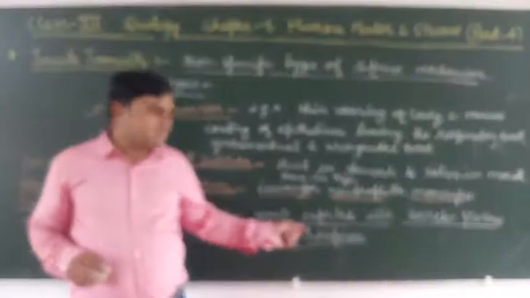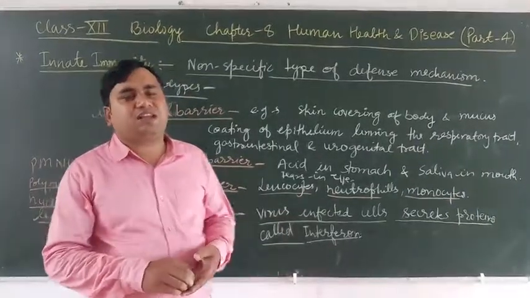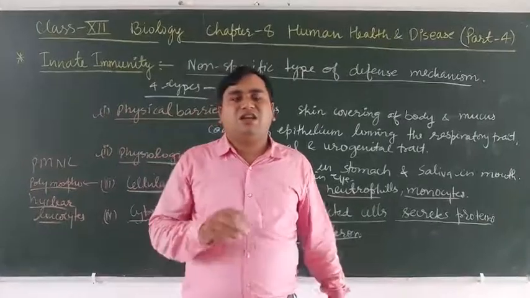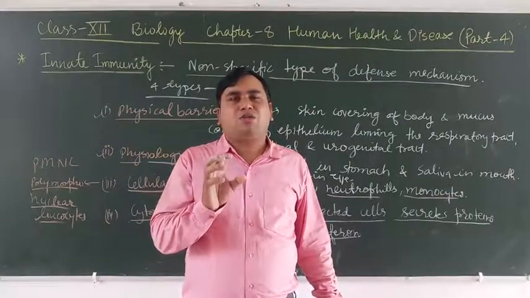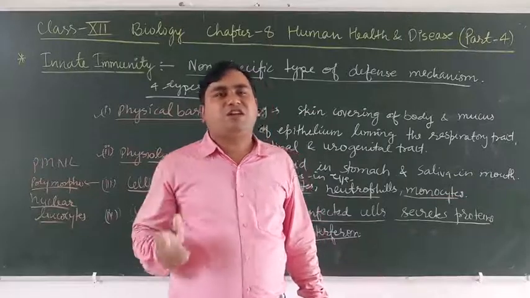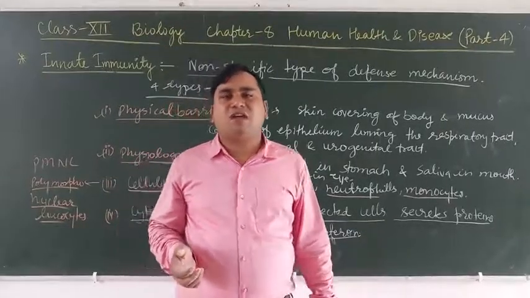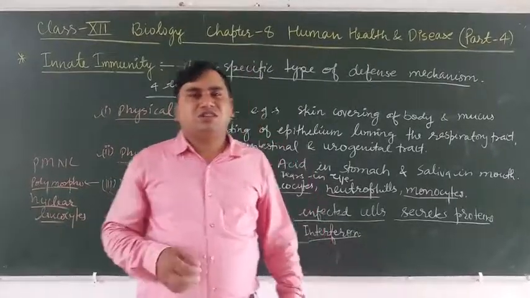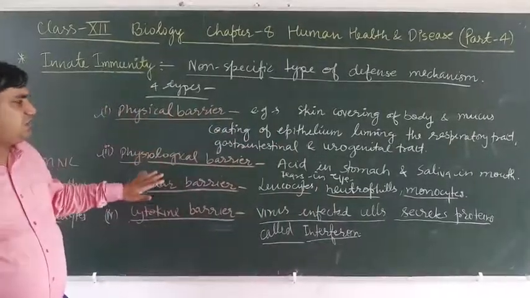When viruses infect the cell, the cell secretes a protein called interferon. What is interferon? Interferon is a group of signaling proteins that protect the body from different disease-causing organisms, or pathogens, of the human being. So this is innate immunity and the types of its barriers.